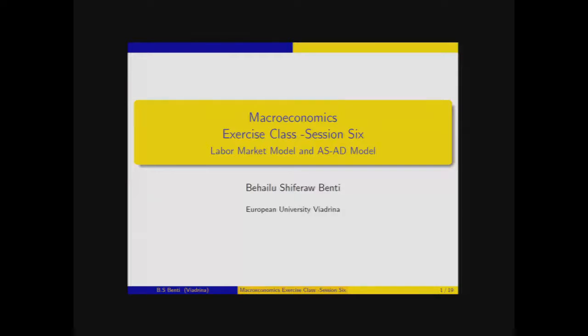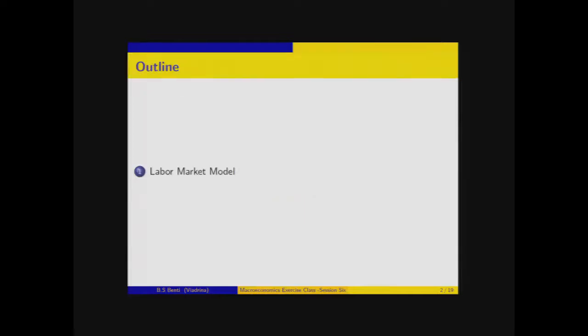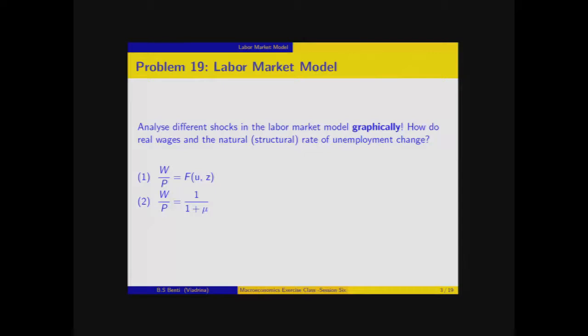In the first part we would look at a labor market model, and then in the second part we would look at an AD-AS model. So problem number 19 is concerning a labor market model. Analyze different shocks in the labor market model graphically. How do real wage and natural or structural rate of unemployment change?